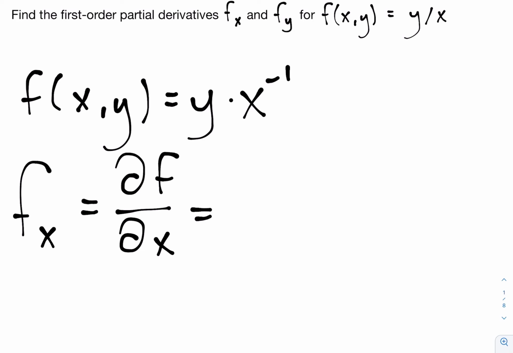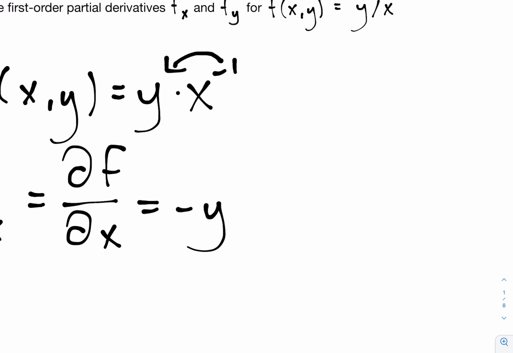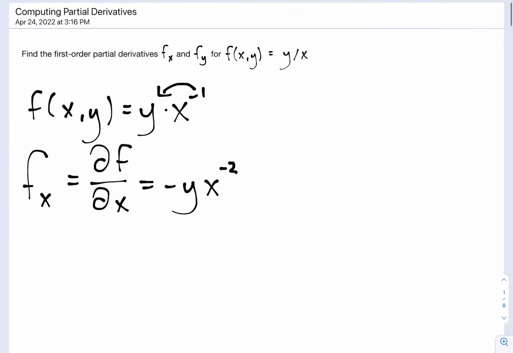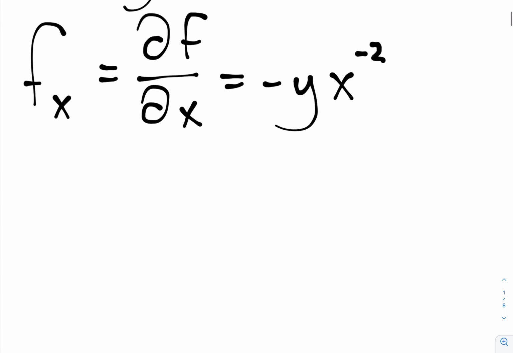So remember, when we're taking the derivative, we bring down this exponent to the front. So this will be negative 1 times y, so negative y times x to the power of negative 2, right? Anytime we're taking the derivative of a power, we're bringing that exponent down and reducing the exponent by 1, okay?